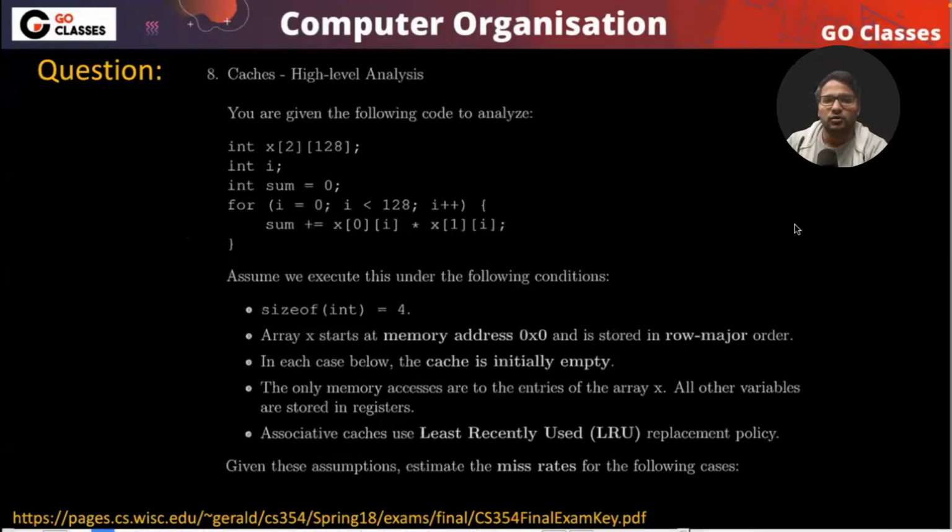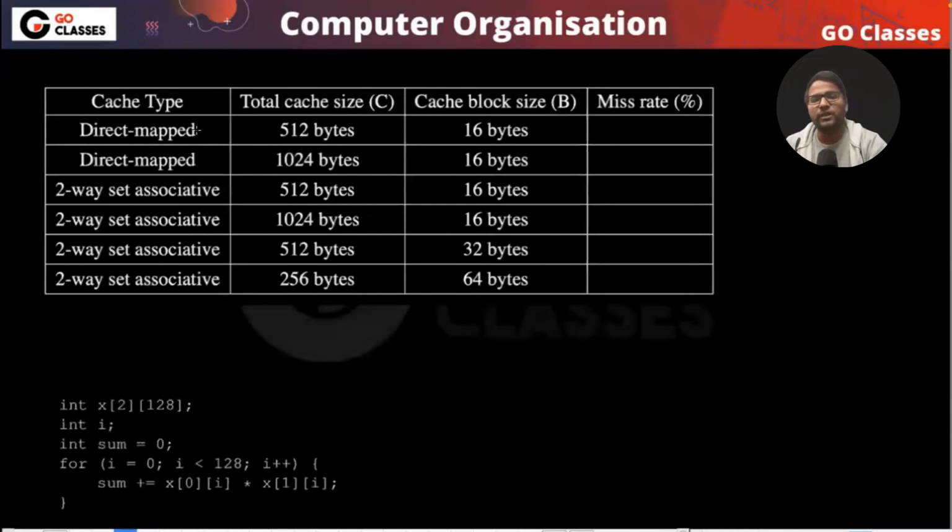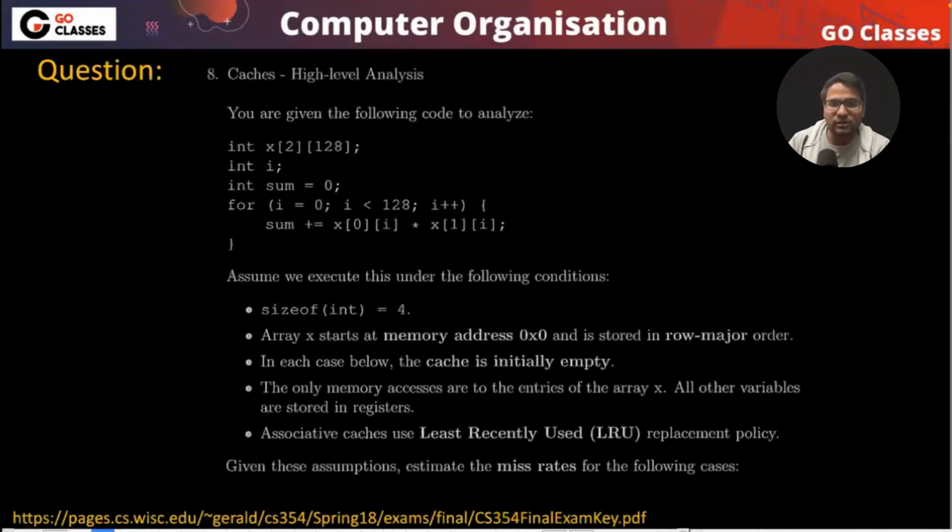So what they're saying is, you are given the following code to analyze. As you can see, this is a 2D array, right? Now maybe I can go to the next page and see what they're asking. They are saying that if the cache is direct mapped and the total cache size is this and the block size is this, then what is the miss rate? Let's find out. It is also given in this question that the size of an integer is 4 and the array starts at memory location 0, right?